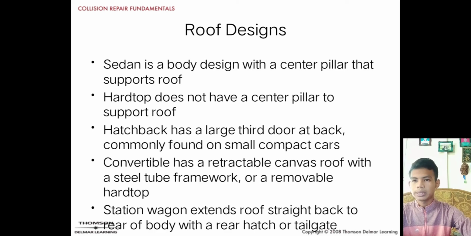Sedan is a body designed with a center pillar that supports the roof. Hardtop does not have a center pillar to support the roof. Hatchback has a large lift door at the back, commonly found on small compact cars. Convertible has a retractable canvas roof with a steel tube framework, or a removable hardtop. Station wagon extends the roof back to the rear of the body with a rear deck or tailgate.